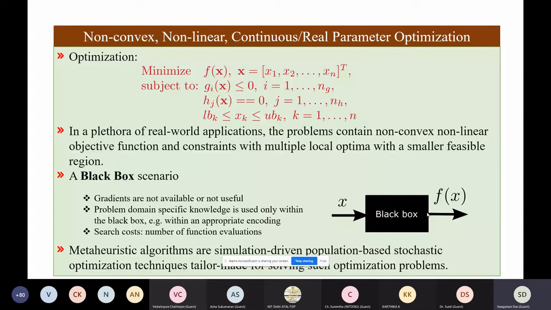Meta-heuristic optimization algorithms are the simulation-driven, population-based stochastic techniques which have been tailor-made for solving such optimization problems. The word solving might be too strong. We should say they are used to attain an acceptable solution within a certain range of precision, which is an approximate optimum.